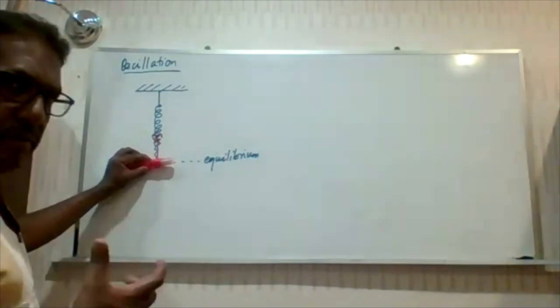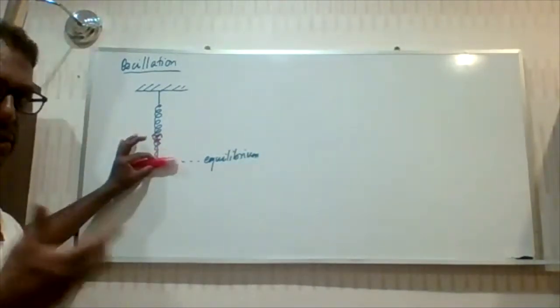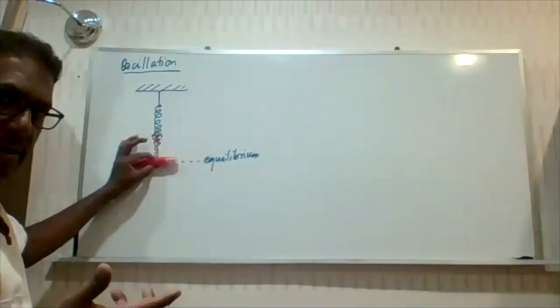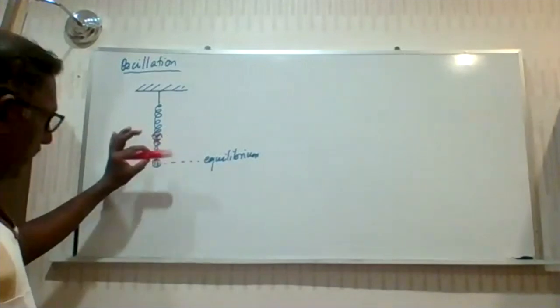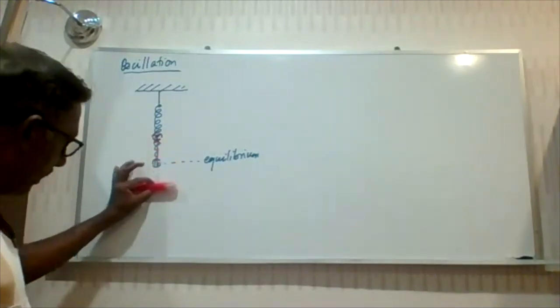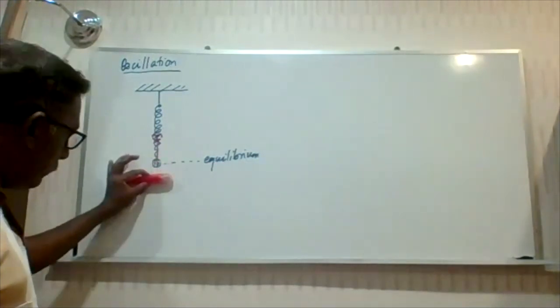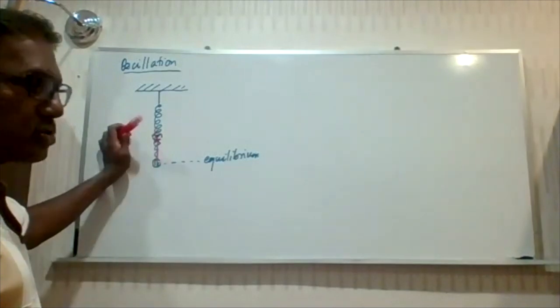So the inertia of the particle will not allow it to stop there, because you should know the definition of inertia. Or you can see it from the momentum point of view. Whichever way you see it, the inertia or the momentum of the particle will cause it to move here and not stop. As it moves here, the spring gets stretched.